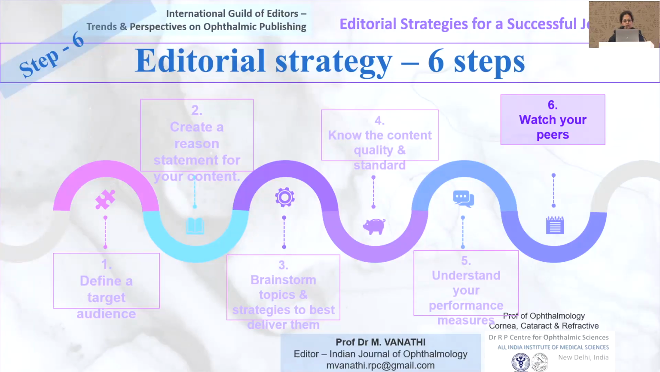The fourth would be to know the content, the quality and the standard of what you are publishing here. Do not compromise this, come what may, and this is very important in keeping your journal moving. The challenge which I face is that IJO is still a Q2 journal, while you look at AJO and BJO, which are Q1 journals here. So moving IJO from Q2 to Q1 will need those submissions and the quality of contents to be much higher than what we are looking at right now.